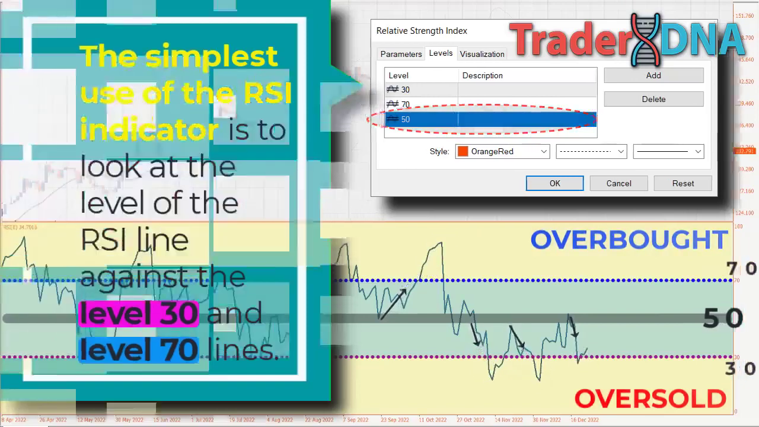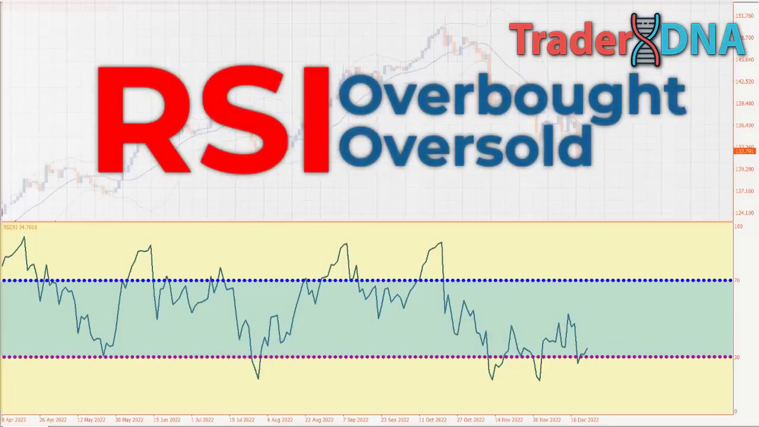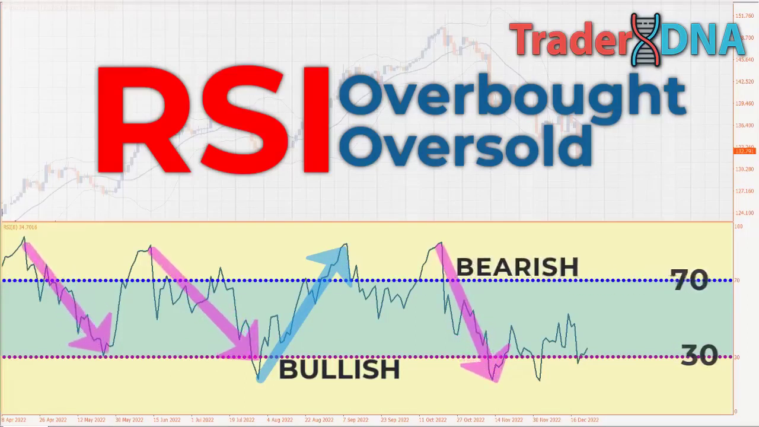RSI overbought or oversold. Generally, when the RSI indicator crosses above 30 on the RSI chart, it is a bullish sign, and when it crosses below 70, it is a bearish sign. Put another way, one can interpret that RSI values of 70 or above indicate that a security is becoming overbought or overvalued. It may be primed for a trend reversal or corrective price pullback. An RSI reading of 30 or below indicates an oversold or undervalued condition.